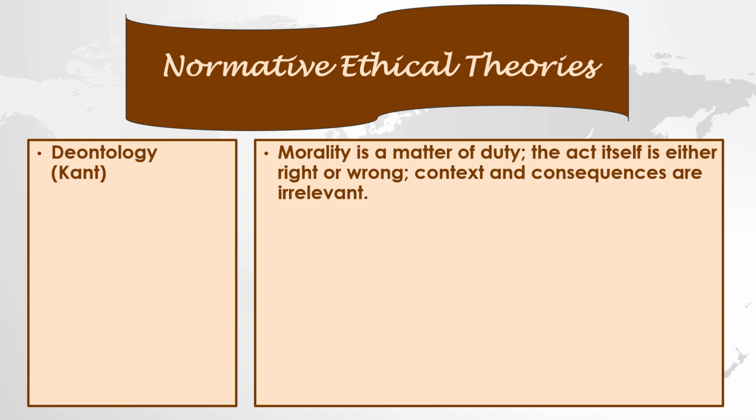Certain actions are either morally right or they're morally wrong. There are a lot of actions that are morally neutral, but those are not our focus here. So in deontology, context and consequences do not matter. If lying is ever wrong, and it is, then lying is always wrong. There's no such thing as a justified lie.